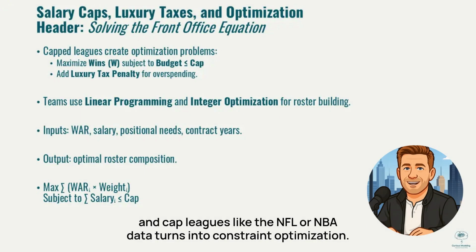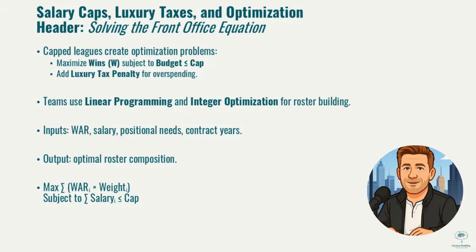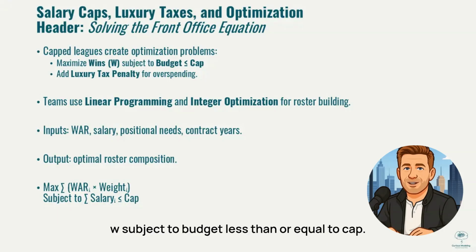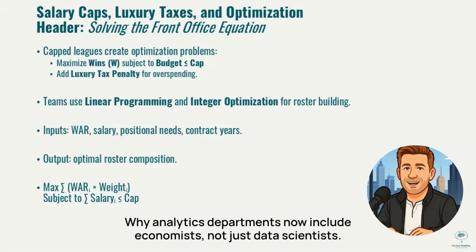In capped leagues like the NFL or NBA, data turns into constraint optimization. Each team must maximize wins subject to salary limits, like solving an equation. Maximize W subject to budget less than or equal to cap. That's why analytics departments now include economists, not just data scientists.